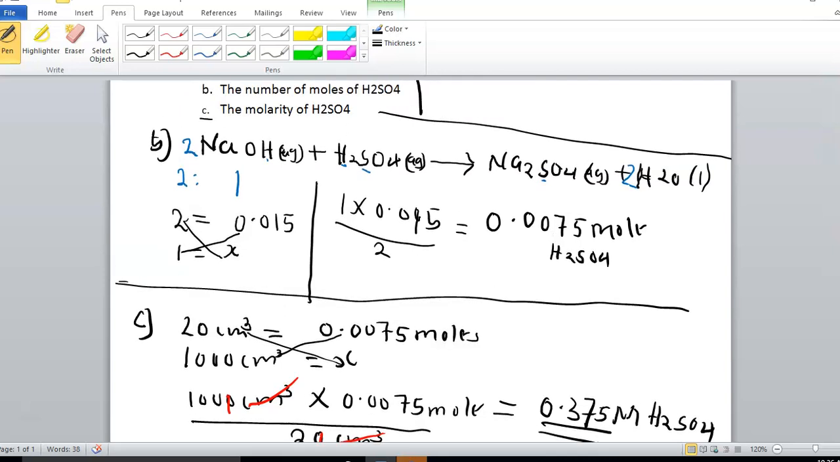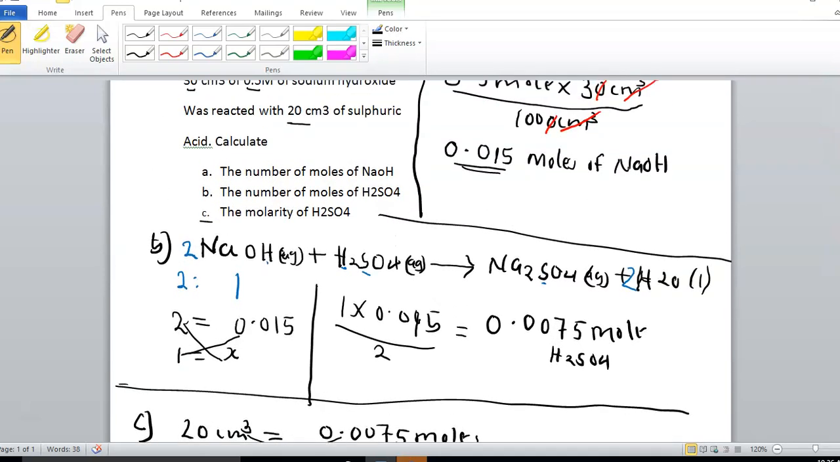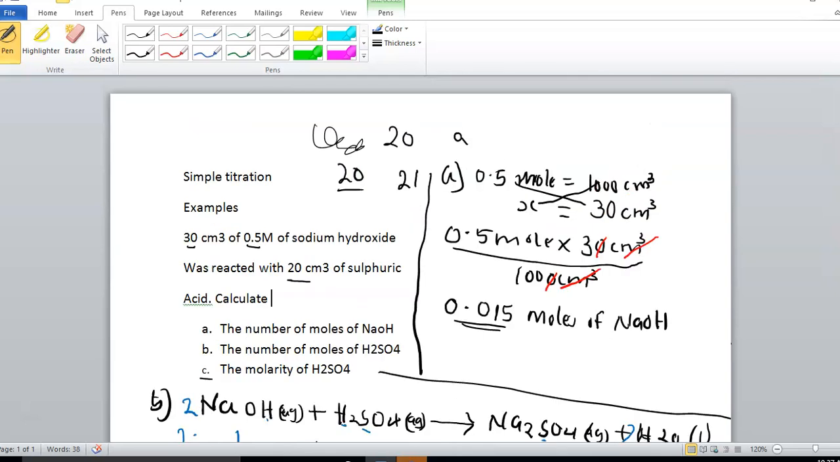If I summarize, guys, this question is the beginning of simple titration. In the first part, they asked us the number of moles of the base. We have the volume and the molarity. The molarity is equal to 1000, so what about the 30 centimeter cubic of volume used? You cross multiply, and you get 0.015 moles by simple calculation using a calculator.